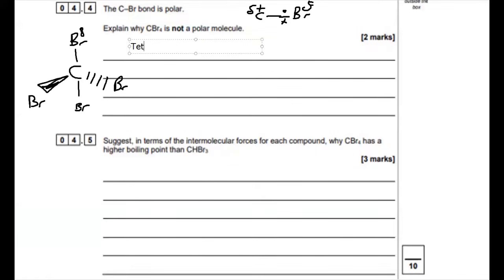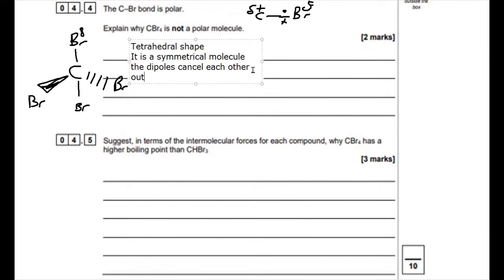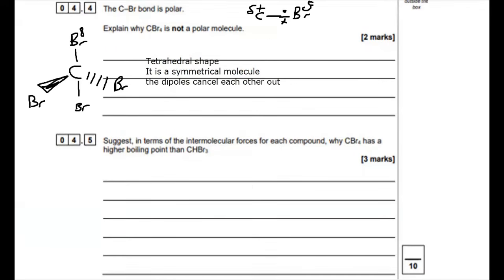So we can say tetrahedral shape. It is a symmetrical molecule. The dipoles cancel each other out, and that will get you all your marks. So that's what you want to say there. They'll still be delta negative and delta positive. Not going to bother drawing it on because I'm taking far too long as it is. But those charges will cancel out essentially, and the whole molecule will not be classed as a polar molecule.